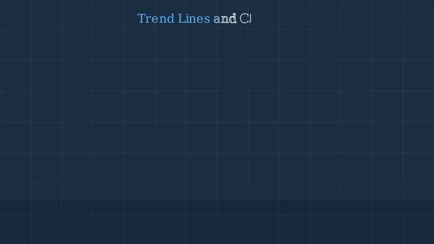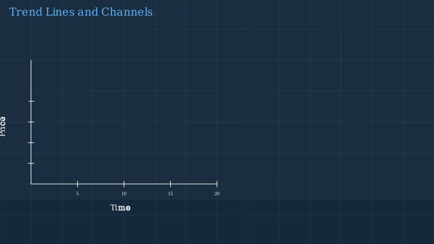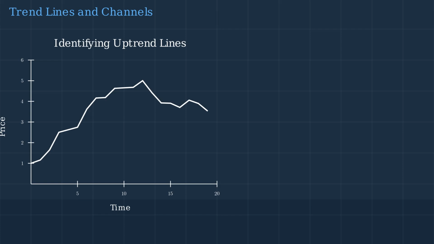Trend lines and channels are foundational tools for technical analysis, helping traders identify and confirm market trends. Let's first understand how to identify and draw an uptrend line. In an uptrend, we connect significant low points in the price movement. To draw a valid uptrend line, we need to identify at least two significant lows. These serve as support points for the trend.